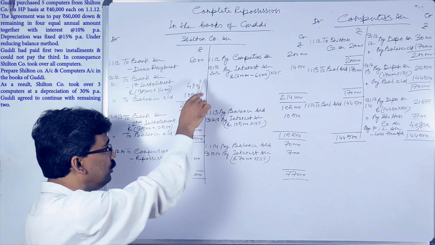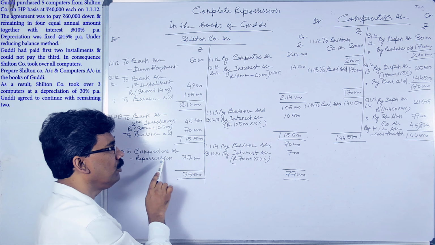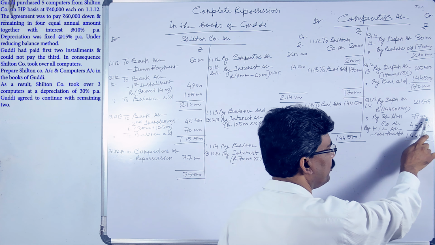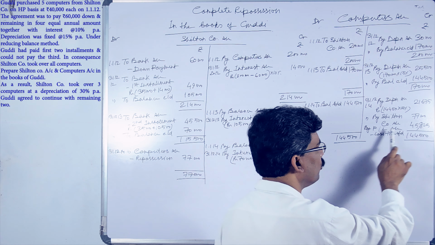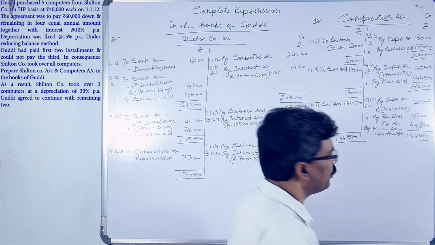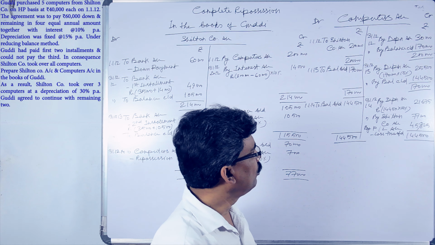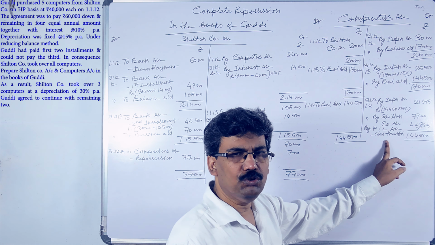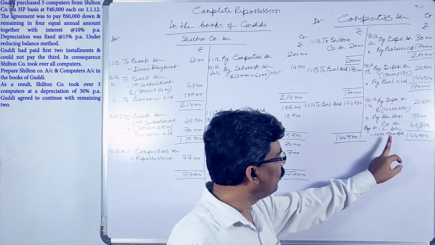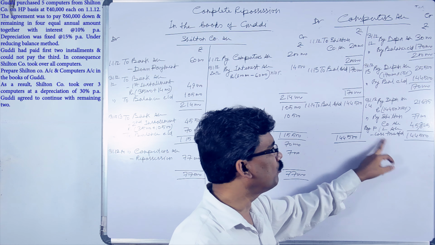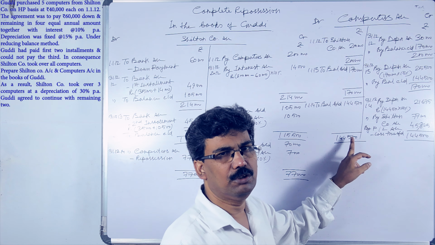Because the computers are repossessed at rupees 77,000, we wrote over here in Shilton Company account. Therefore, in computers it will be written as by Shilton Company account 77,000, and the remaining amount is coming as loss, 45,825. This is loss. Doesn't mean that every time there will be loss. There may be some profit also. If you get profit, that will come in the debit side, and then you have to write to profit and loss account, that profit amount and profit transferred.